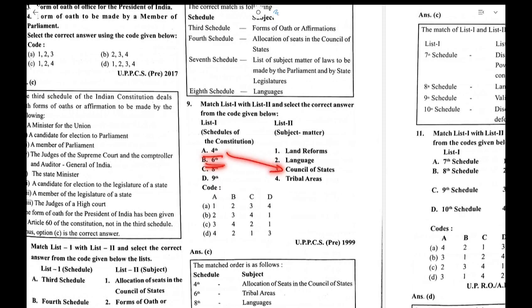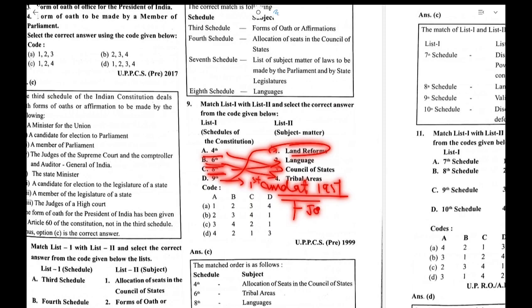सिक्स शेड्यूल ट्राइबल एरियाज. एट शेड्यूल लैंग्वेज एंड नाइन शेड्यूल लैंड रिफॉर्म्स. नाइन शेड्यूल आई वॉज एडेड बाई द फर्स्ट कॉन्स्टिट्यूशनल अमेंडमेंट एक्ट 1951 एंड इस किसके टेन्योर में हुआ था ऐड? तो जवाहरलाल नेहरू के टेन्योर में. ओके, ध्यान रखना.